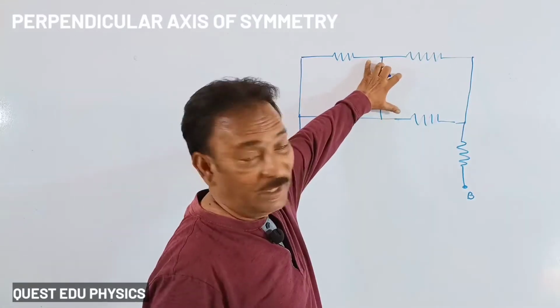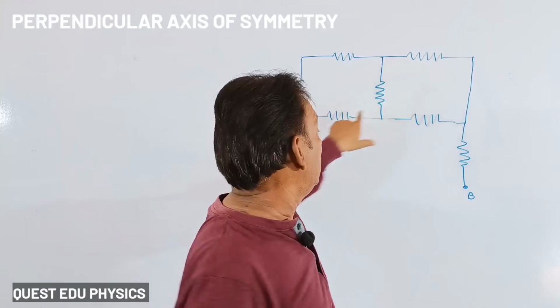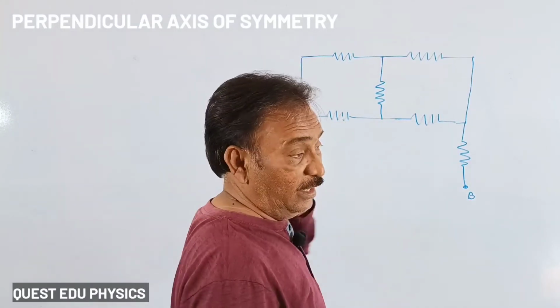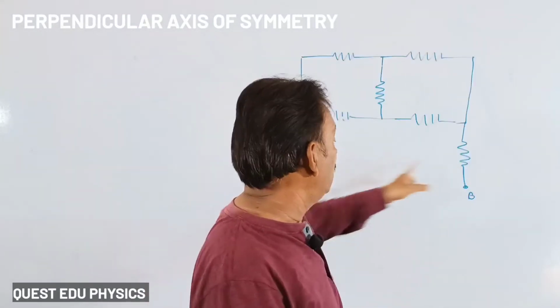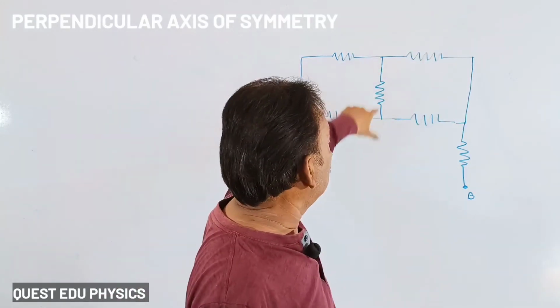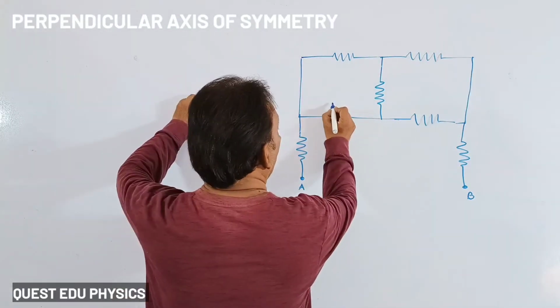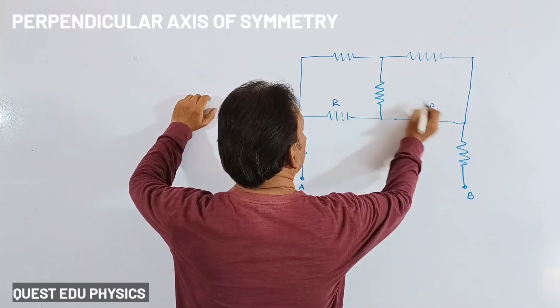If this middle resistor is not here, then you can understand very easily that these 2 are in series and these 2 are in series, and finally the effective resistance is these two series combinations together. Then the answer will be easy. But this resistor is added, a branch is added here. Let's say each and every resistor has a resistance of R.